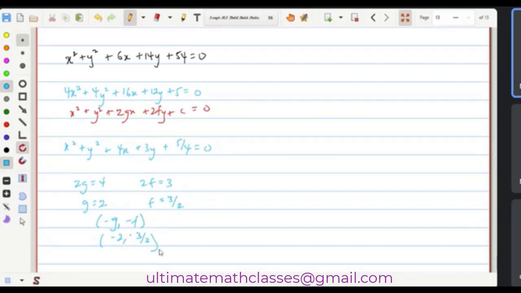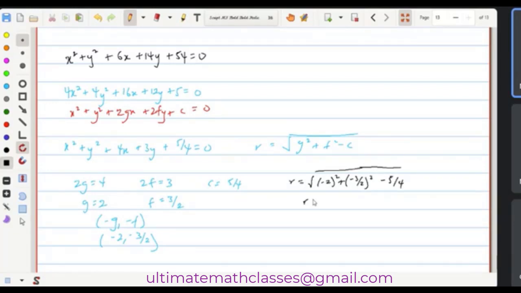We also know r is equal to the square root of g squared plus f squared minus c. We know from comparison that c is equal to 5 over 4, leaving r equal to the square root of negative 2 squared plus negative 3 over 2 squared minus 5 over 4. You do this correctly and you get root 5. So that is just nice.